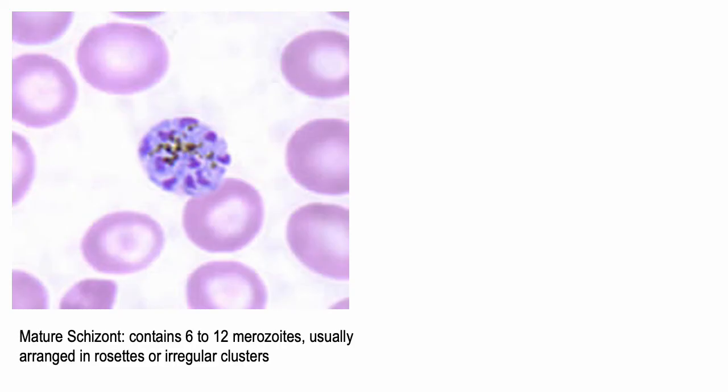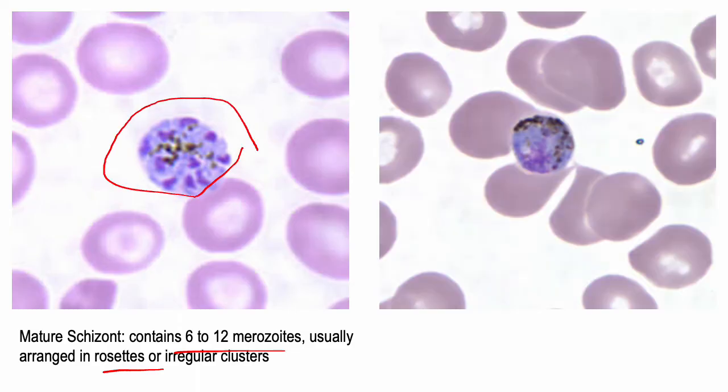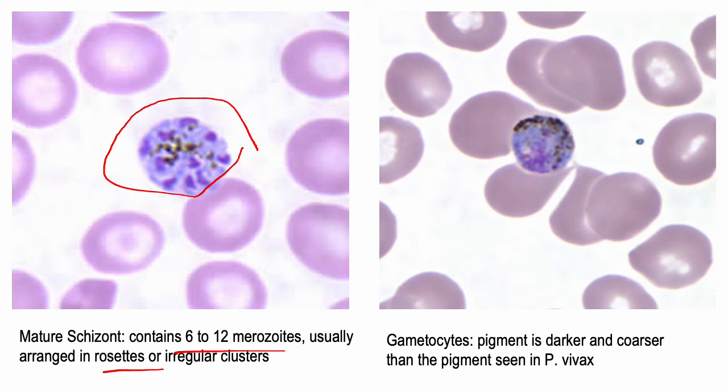Next is the mature schizont. As you can see, the presence of 6 to 12 merozoites inside the RBC that are usually arranged in rosettes or in a daisy head or in a fruit pie is characteristic of this stage. And lastly, for the gametocytes, these appear darker in terms of the pigment compared to P. vivax.